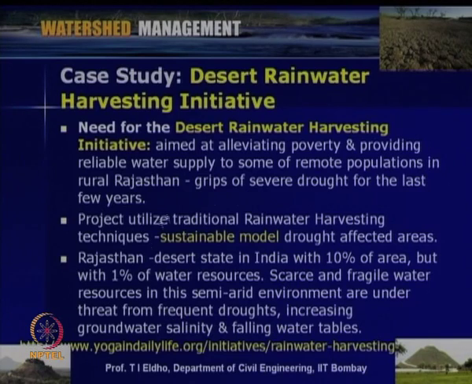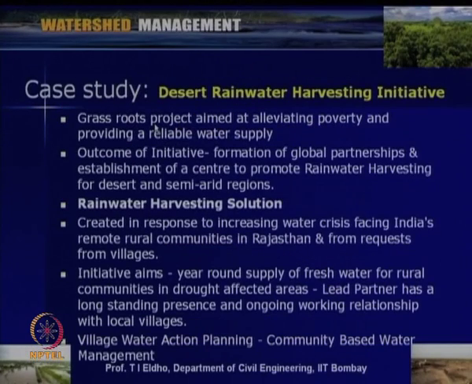Here the NGO is concentrating on rainwater harvesting measures in the particular area. These are grassroots projects aimed at alleviating poverty and providing a reliable water supply. Outcomes of the initiative include formation of global partnerships and establishment of a center to promote rainwater harvesting. So rainwater harvesting solutions, that is the main thing.